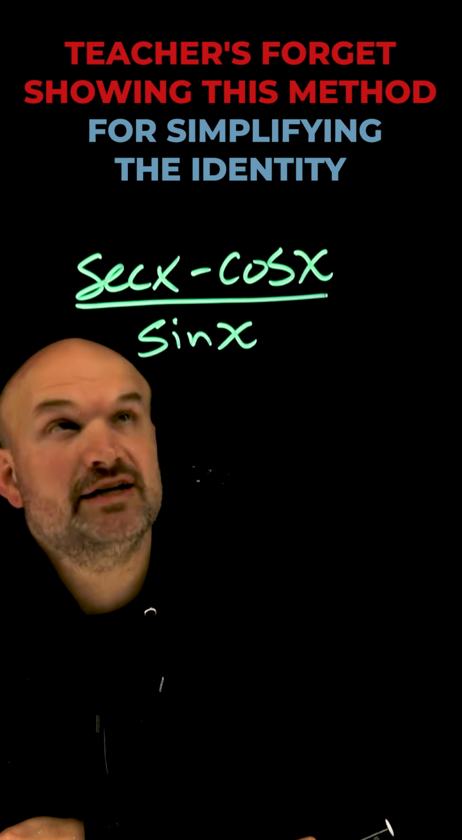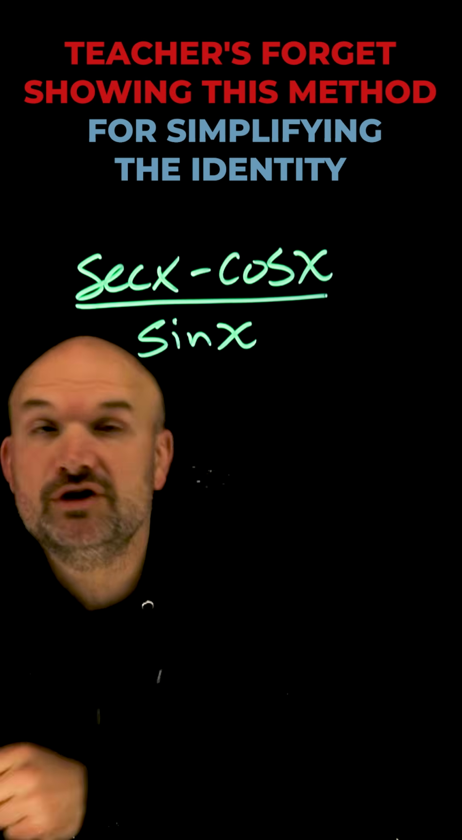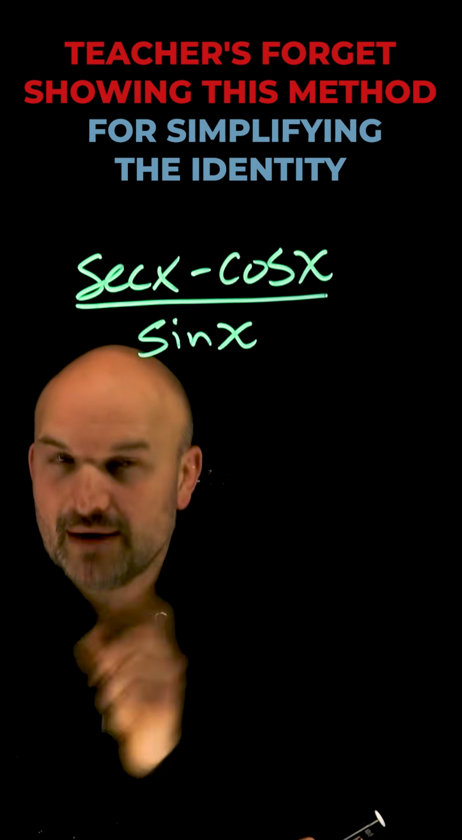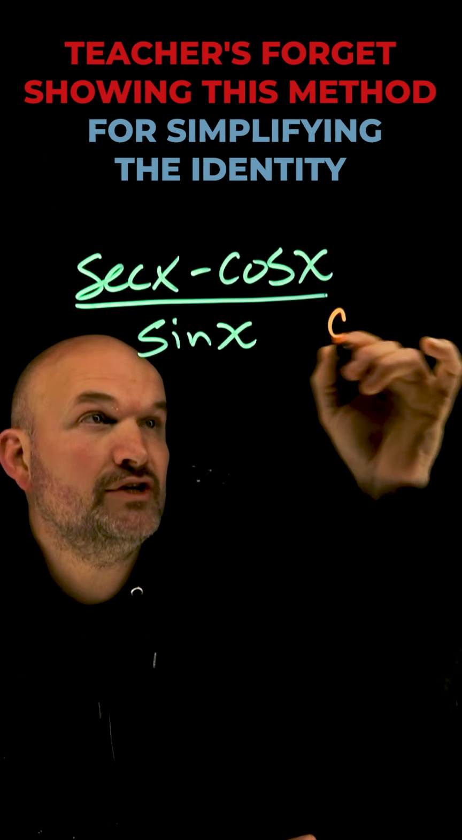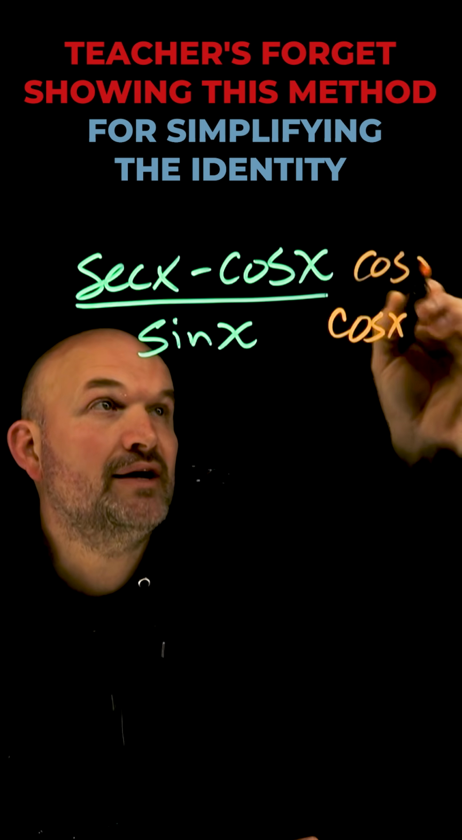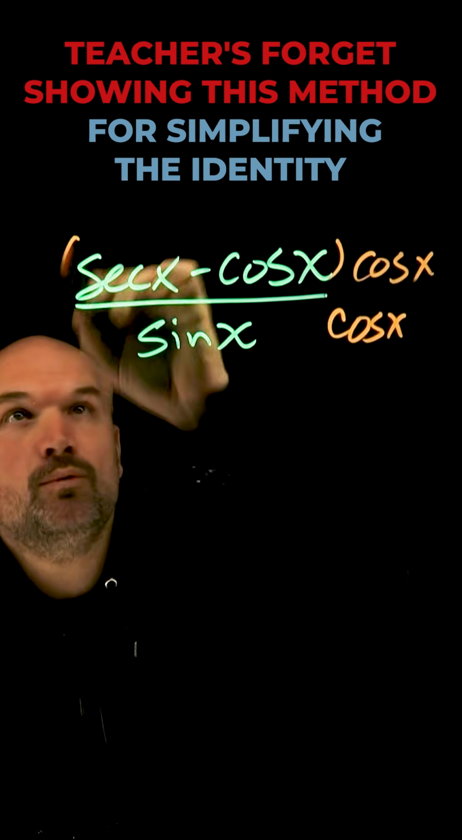A common method for simplifying a trigonometric identity like this would be to convert your secant into 1 over cosine. But I want to show you a different method that not all teachers are going to show you, and that is simply to multiply your denominator as well as your numerator by cosine of x. Now, why in the world would I do that?